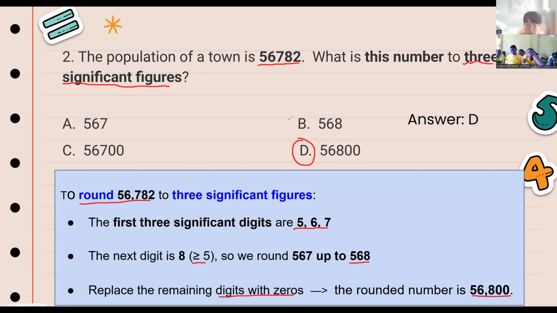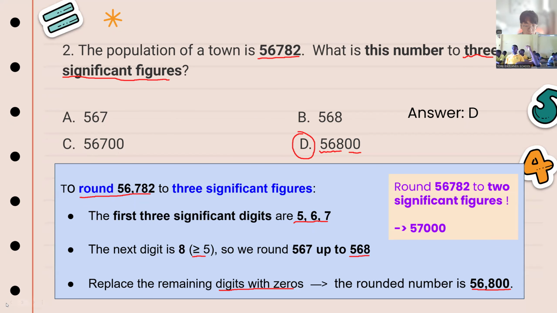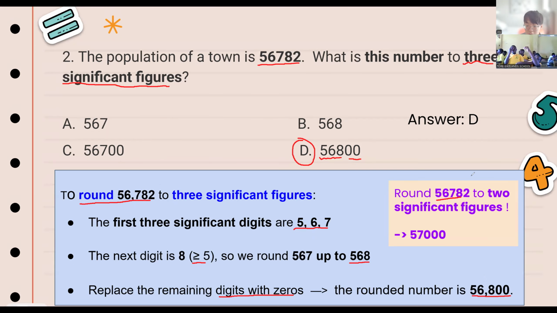So yeah, I hope you understand how to solve this significant figures problem. So three significant digits, and then the rest are 0 because it says three significant figures. If it were to say round this number to two significant figures, how would you solve it? Well, you would round this third digit, 7, up, and the number would be 57,000. It has only two significant figures.